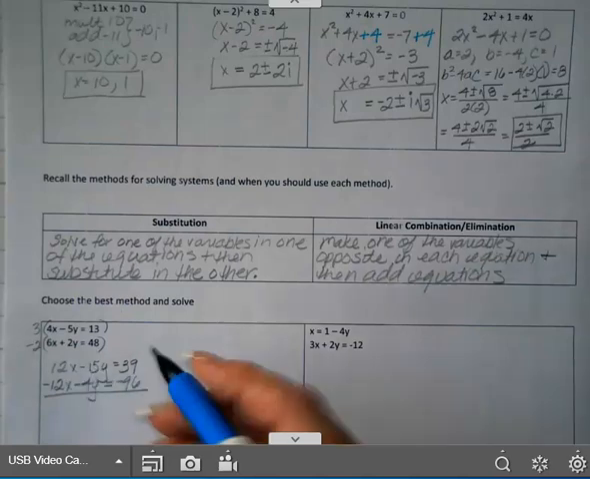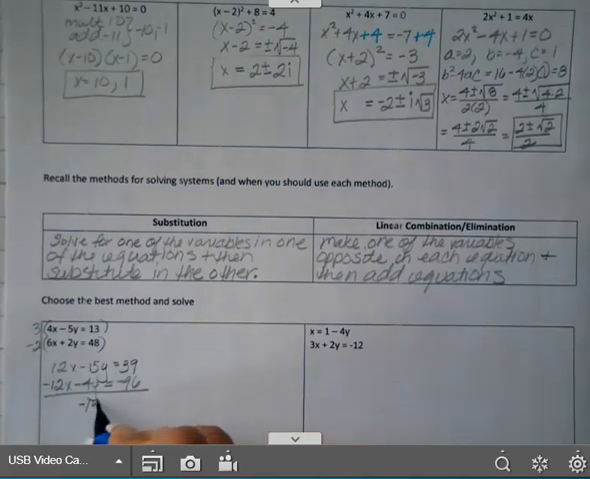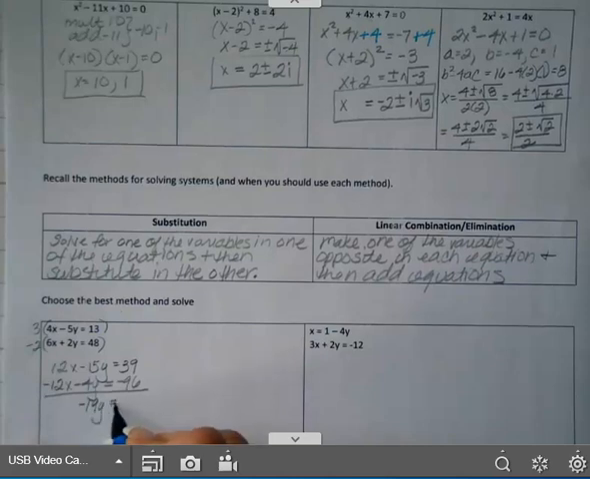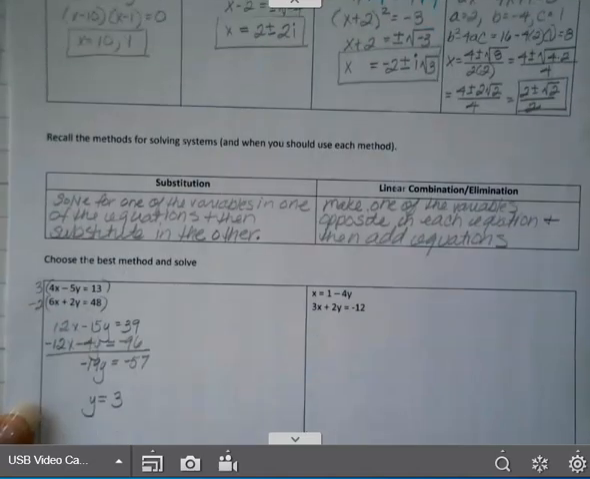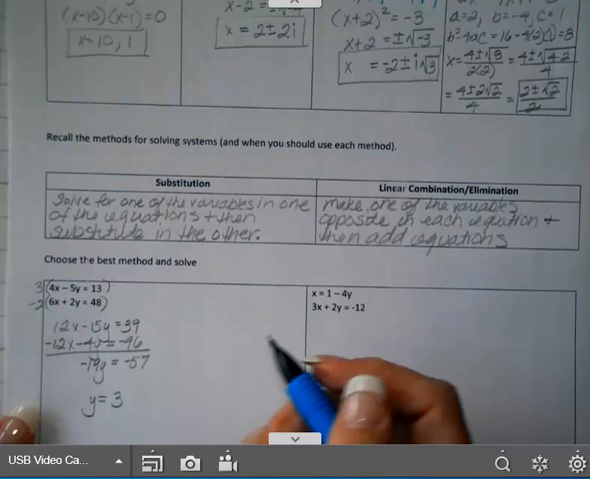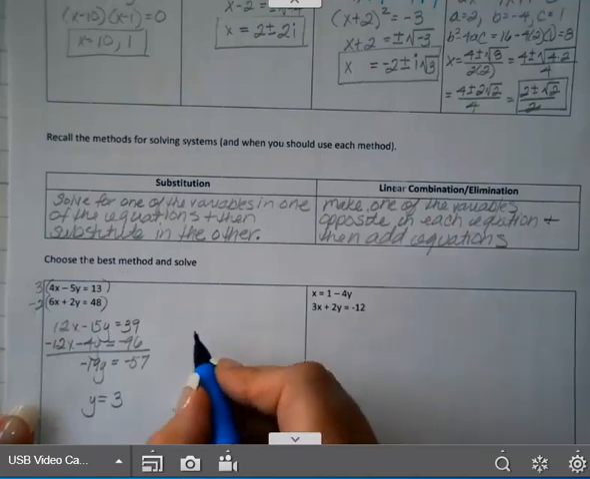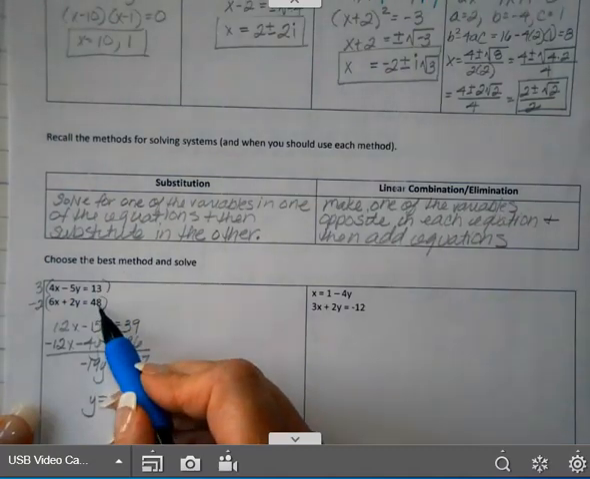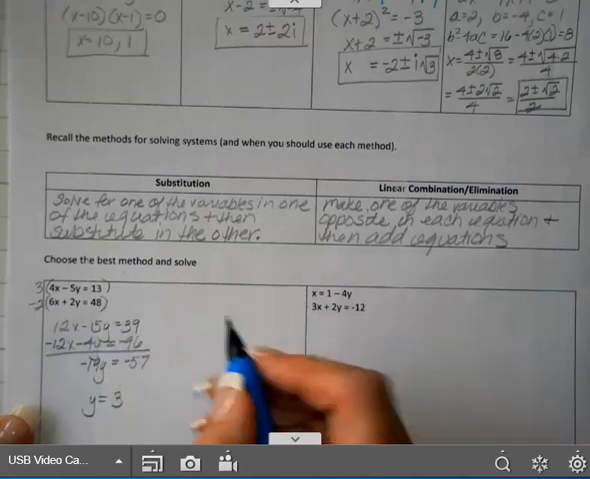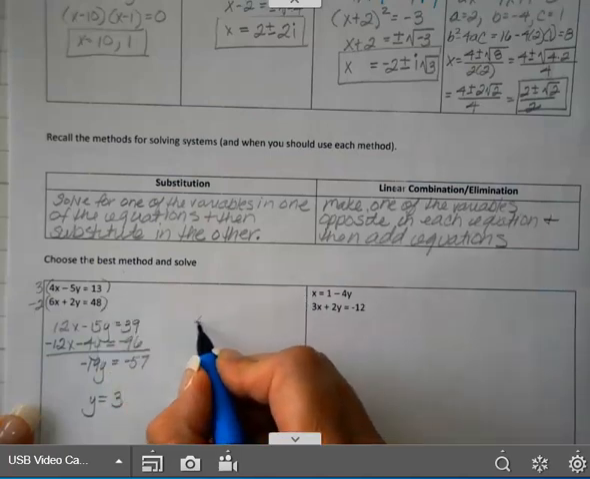I'm going to add them. Those will cancel. And we'll add those and I'll get negative 19y is equal to negative 57. Divide both sides by negative 19, and y is equal to 3. They intersect at a point, and I only have my y coordinate for the point, so I need to find my x coordinate, and I'm going to plug in y is 3, and you can either use the top equation or the bottom. It doesn't matter. The top equation has smaller numbers. I'm lazy. I'm going to pick the top equation.